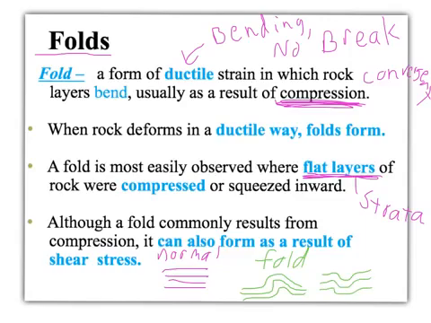So the big thing is we see these layers of rock where the rock gets compressed, squeezed inside, and while we normally find them from compression, we can also see folds coming from shear stress, and those are from those transform boundaries where the plates are sliding past each other.